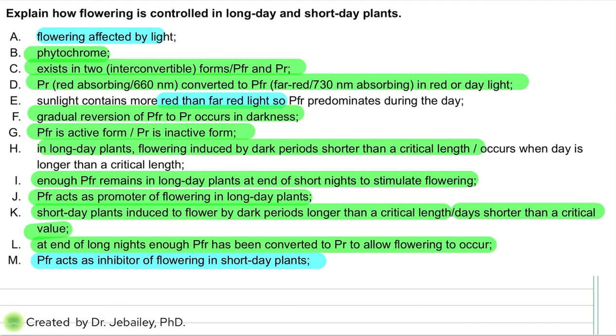The rest is, of course, mention the critical length, mention if they want more day or more night, mention PR and PFR, how they convert into each other during the day and during the night, what the short-day plant wants and what the long-day plant wants. Mention the phytochrome, which has two forms, active and inactive. If you have all of this, then you have a strong base mark scheme any time you want to talk about these two.